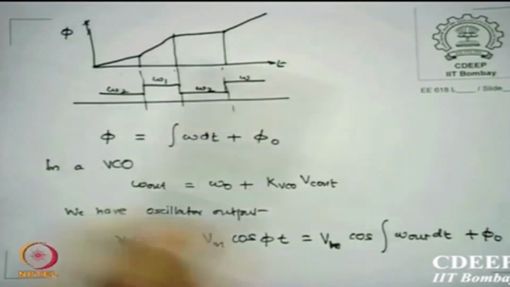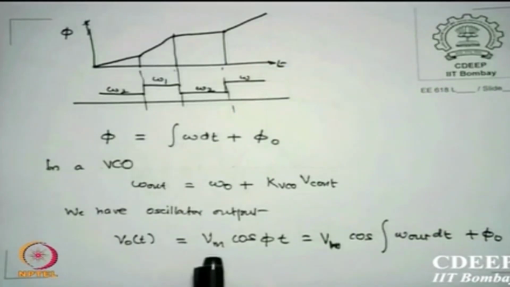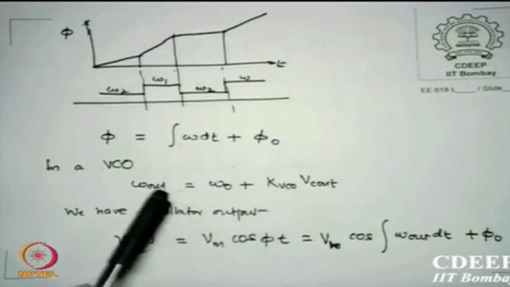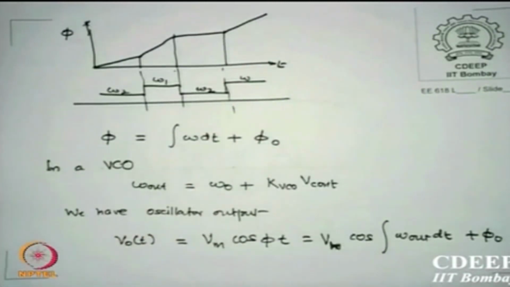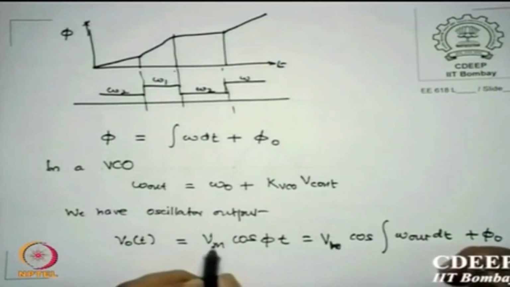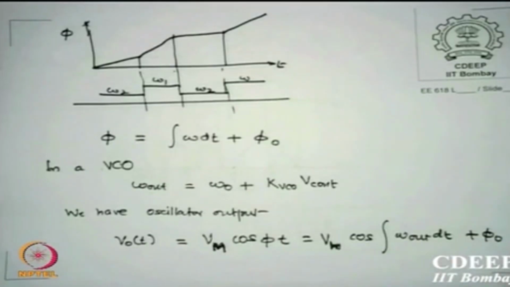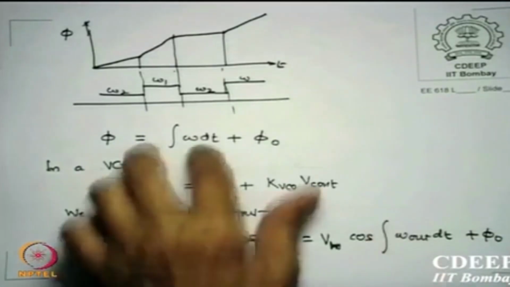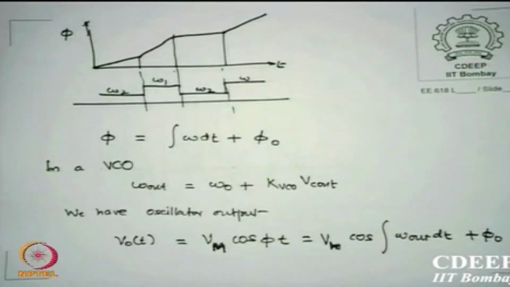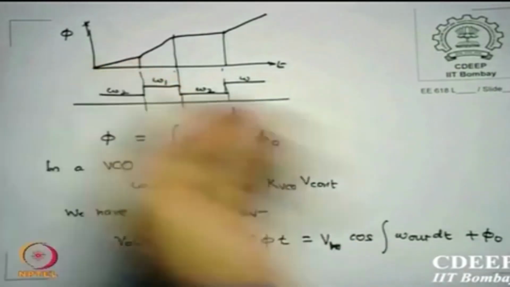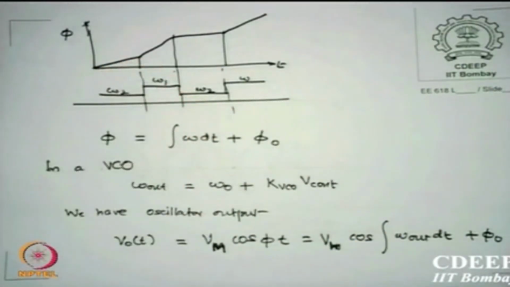Now we have an oscillator output which is, let us say, given by Vm cos phi t. So I represent cos phi from this expression. I get capital Vm, because I use small m again. So if I write Vm cos of the integral of omega out dt plus phi 0, I now say the output voltage of an oscillator has this kind of representation. Is that clear? If this is what you agree, then you should also agree with this.